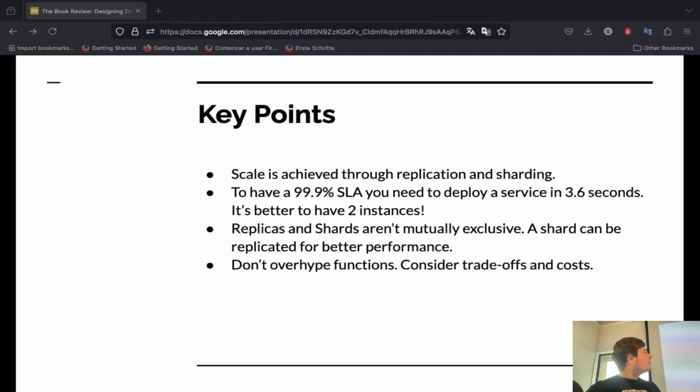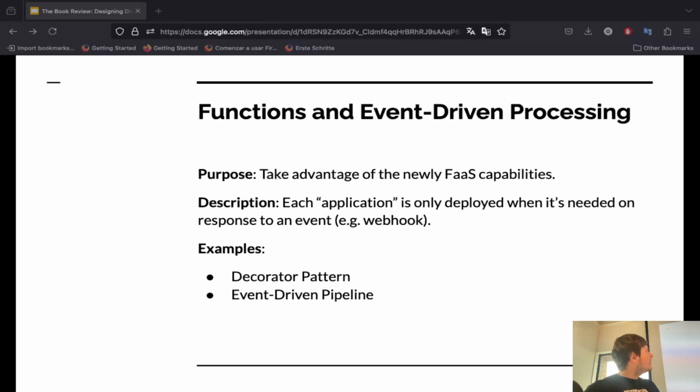Yeah, so I think I skipped the decorator pattern. Oh yeah, sorry, I skipped the decorator pattern.